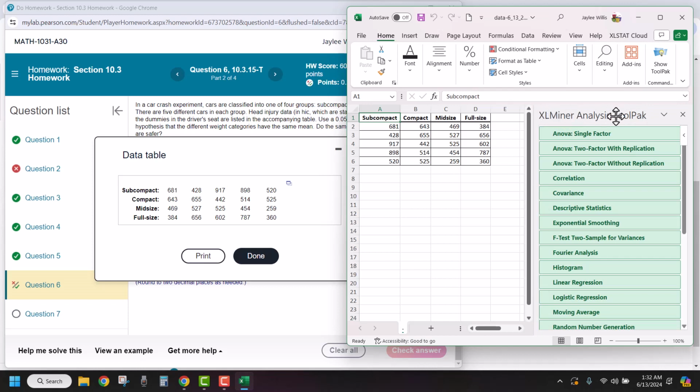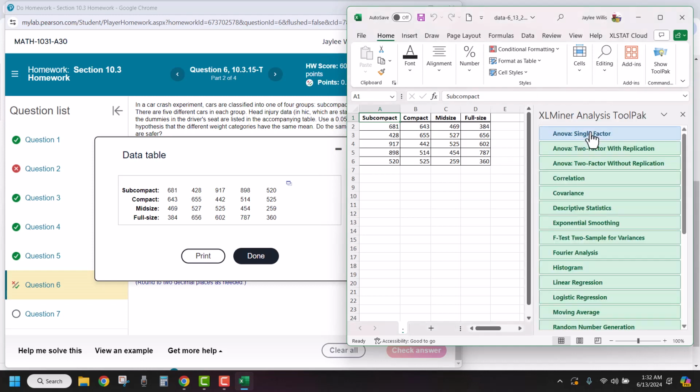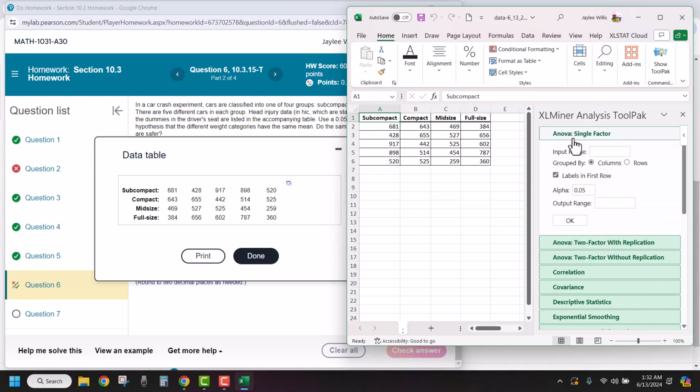So this used to be called Data Analysis, and that's what your textbook calls it, but Excel changed the name of it. So it's called XL Miner Analysis Tool Pak. And the way that you add it is you just click this add-in button on the home tab, and then you search the add-ins for XL Miner Analysis Tool Pak. And then to do an ANOVA test, you're going to do ANOVA single factor.